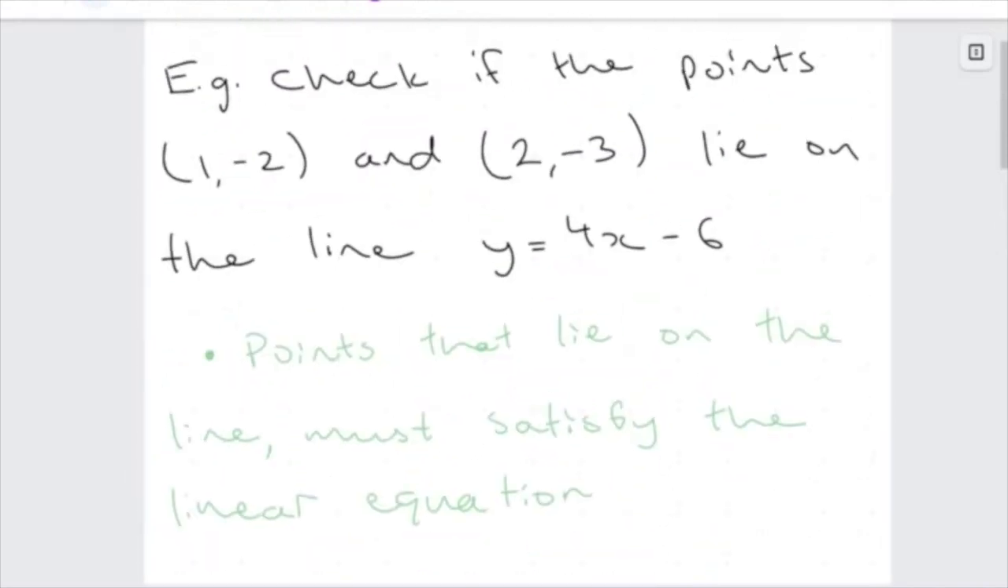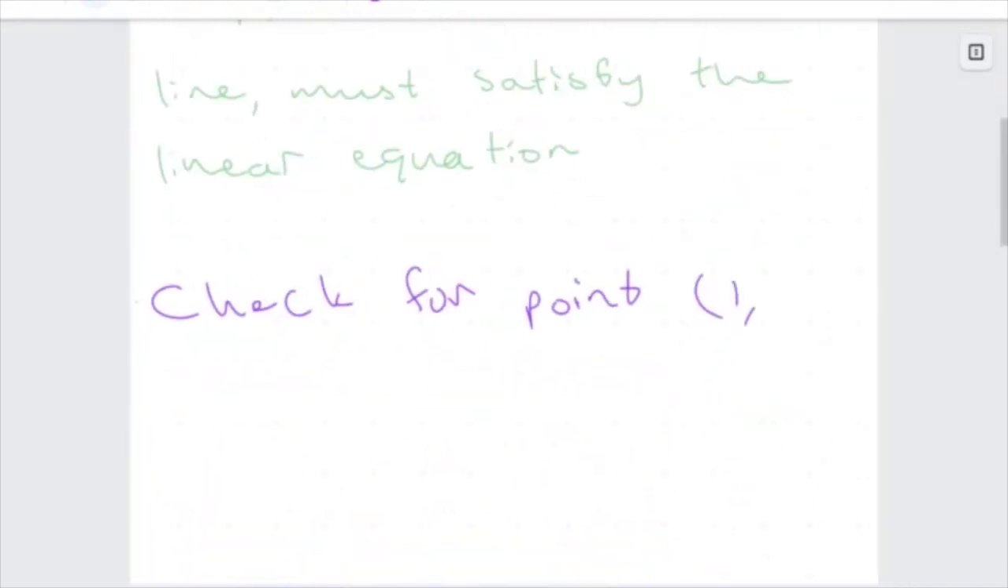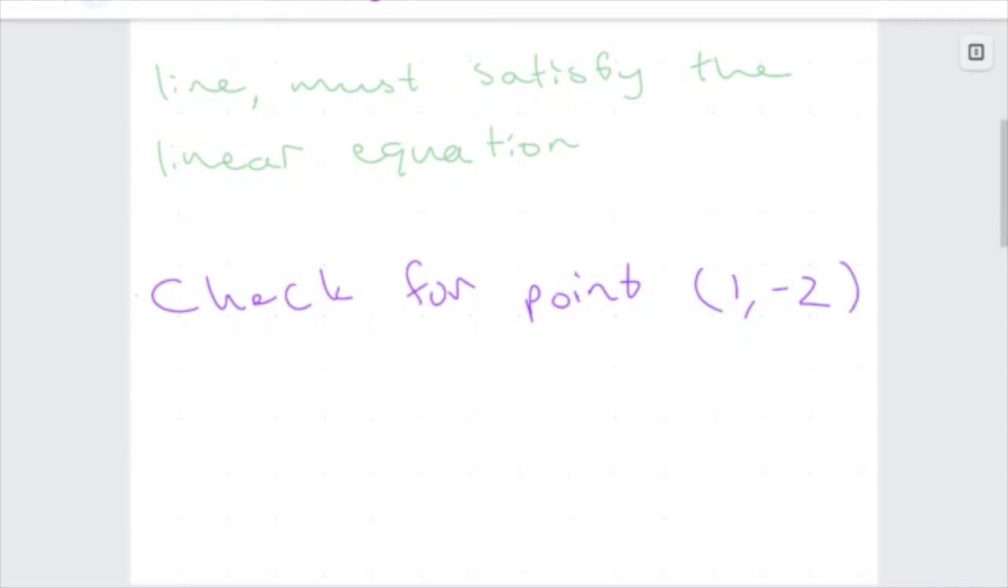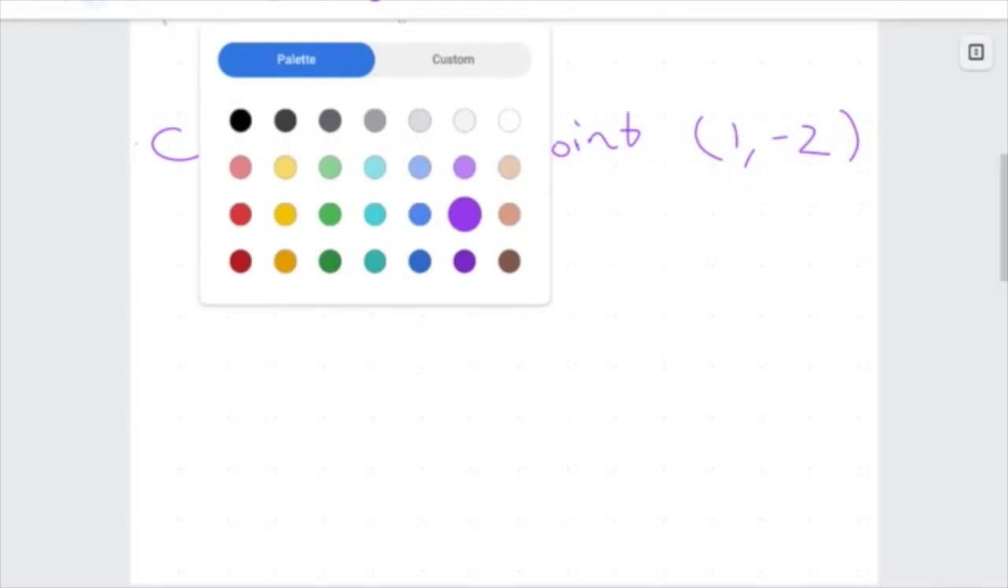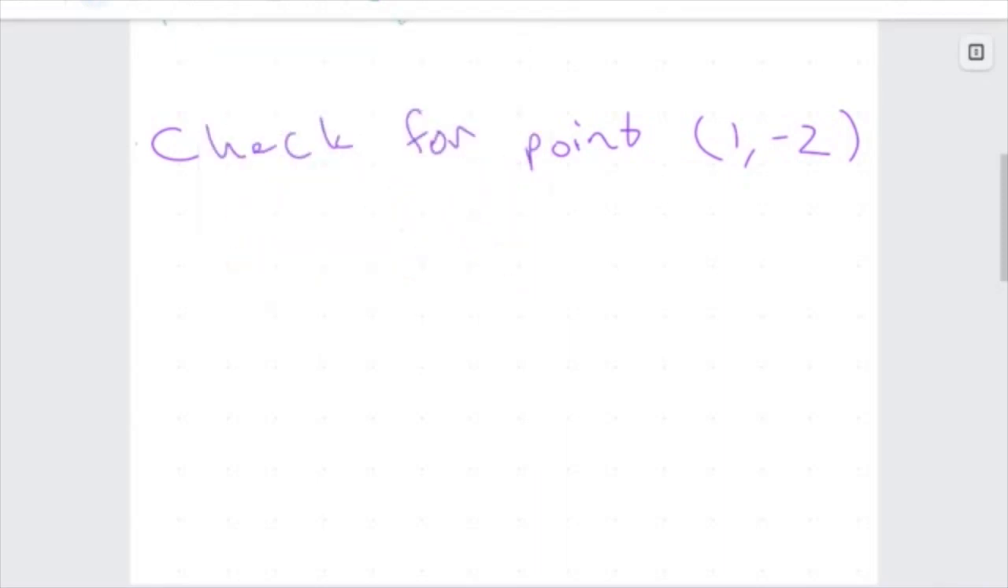Was it 1, -2? Yeah. We have 1, -2. I'm going to do a check for this point. So I'm going to write in my linear relationship. So I have y equals 4x minus 6.